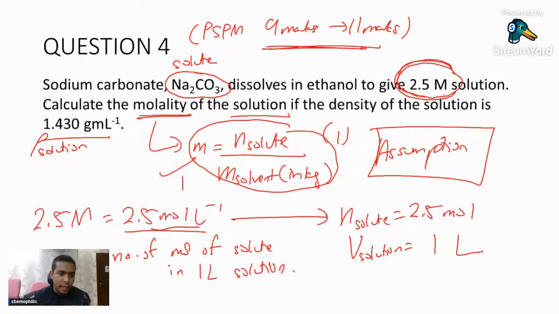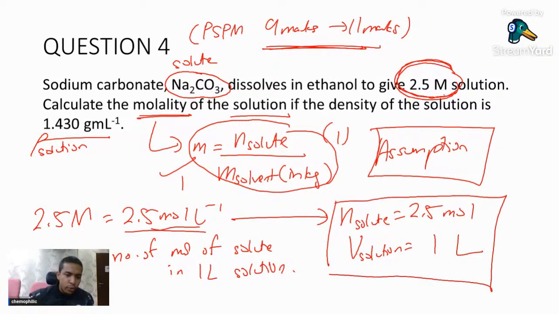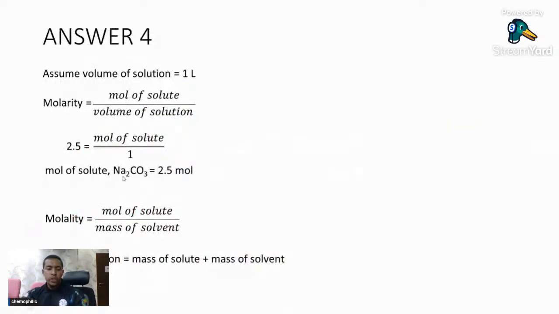From this information given, you can extract 2 pieces of information already. You got mole of solute 2.5 and you know the volume of solution is 1 liter. So you can see, it's almost there already. We know the mole of solute is 2.5. Now our problem is to find the mass of solvent. So let's look at the solution.